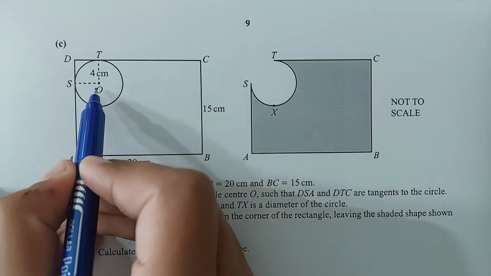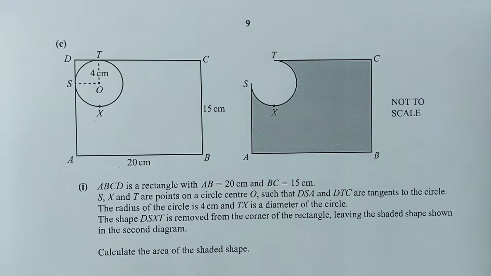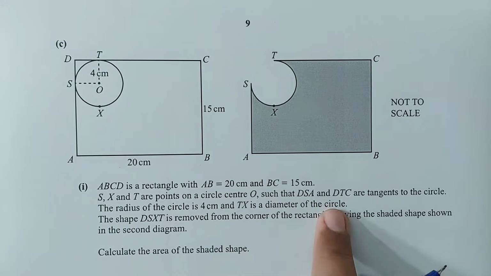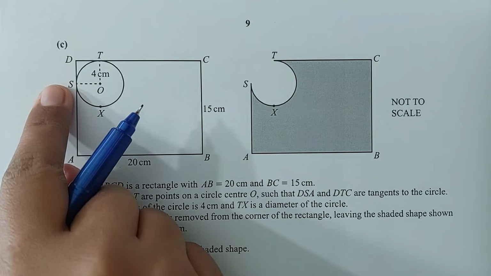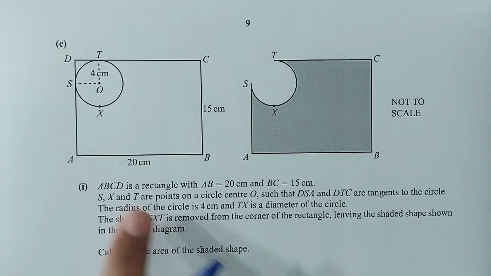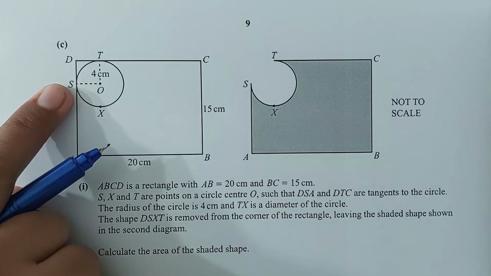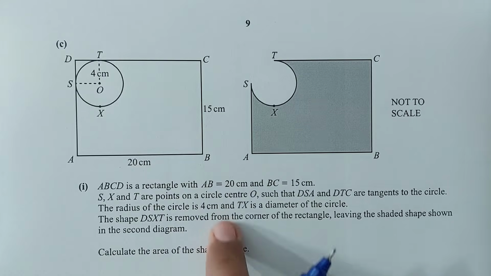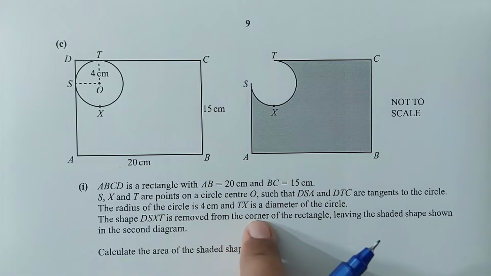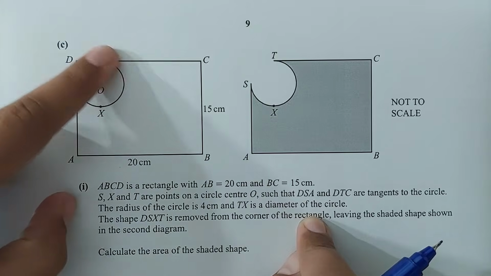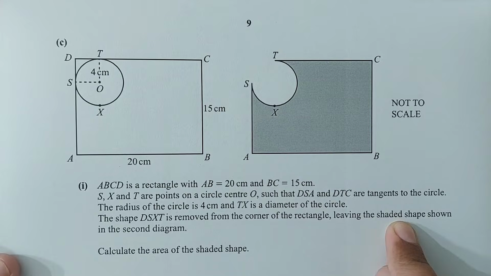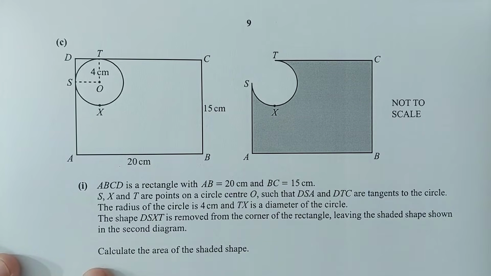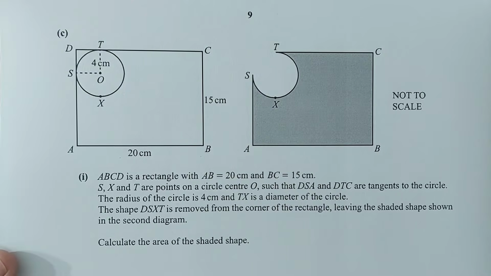So OT and OS are both 4 centimeters. And TX is the diameter of the circle. The shape DSXT is removed from the corner of the rectangle, leaving the shaded shape shown in the second diagram. Calculate the area of the shaded shape.